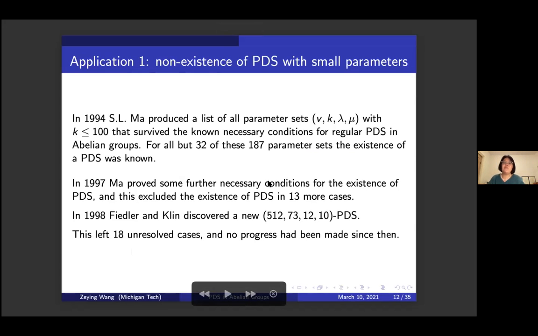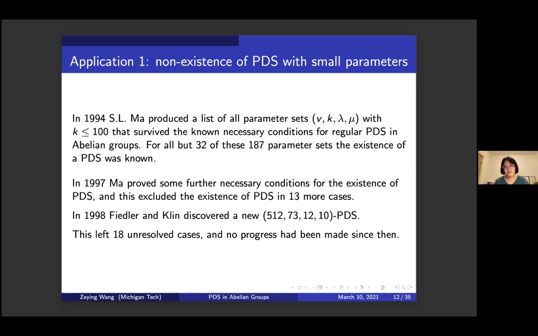As I mentioned before, Shunima has a very nice table waiting for us to solve. In 1994, Shunima wrote a survey paper in which 32 cases were open. What he looked at was partial difference sets of size smaller than or equal to 100, and most of the cases he could get rid of.